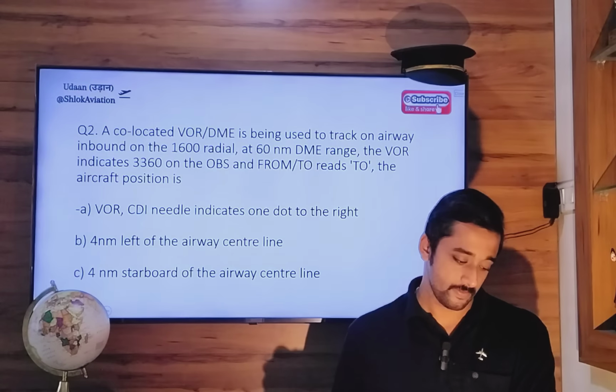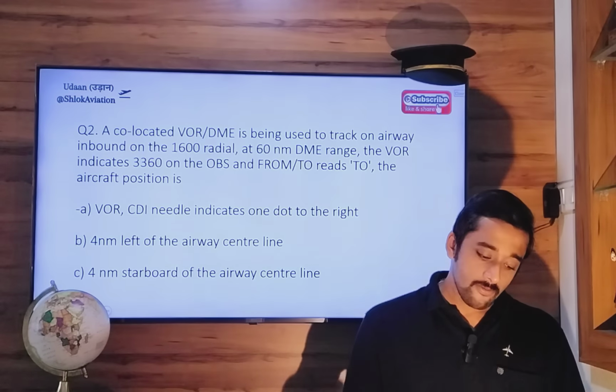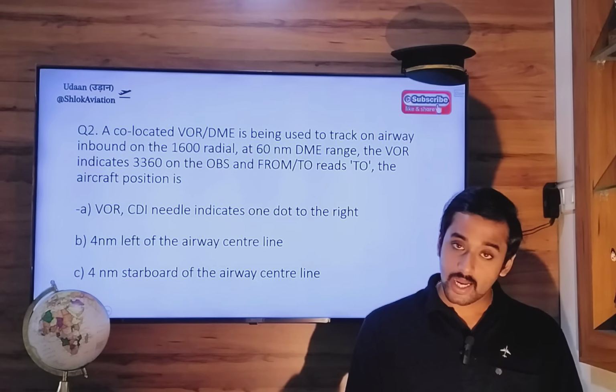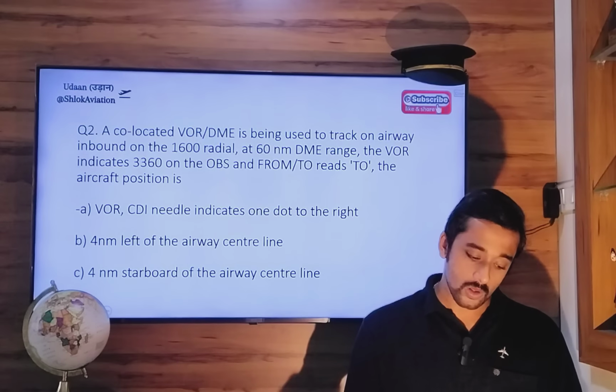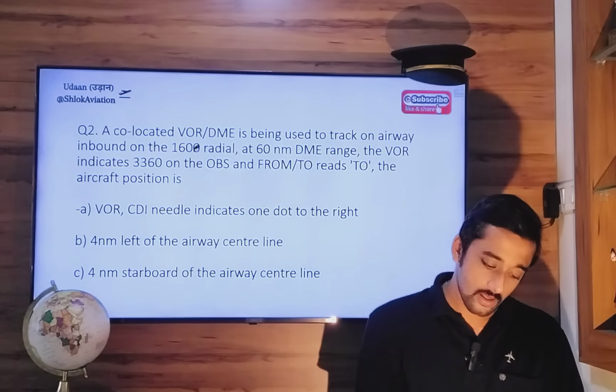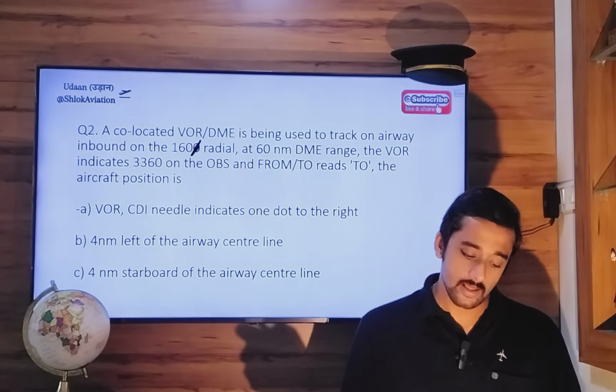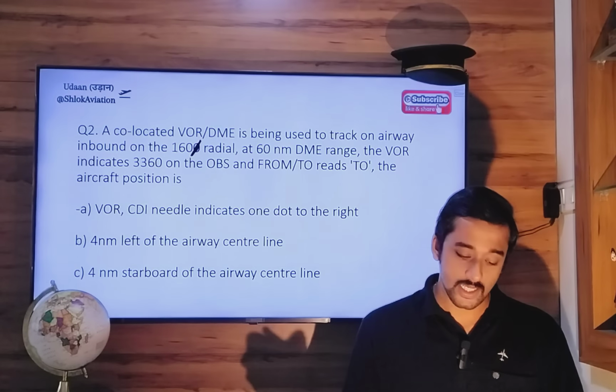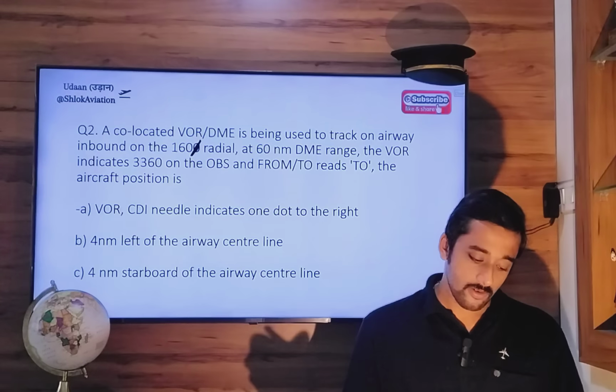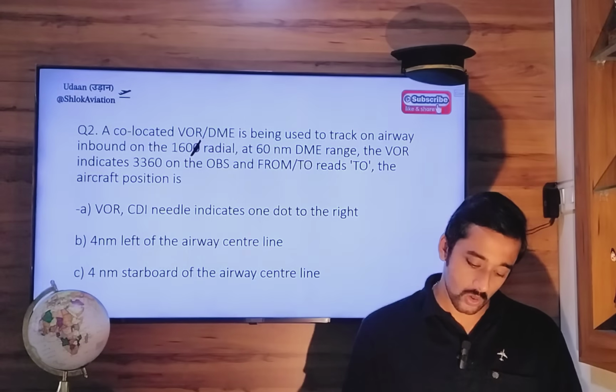So do watch them. A co-located VOR-DME is being used to track an airway inbound on the 160 radial. At 60 miles from the DME, the VOR indicates 336 on the OBS.